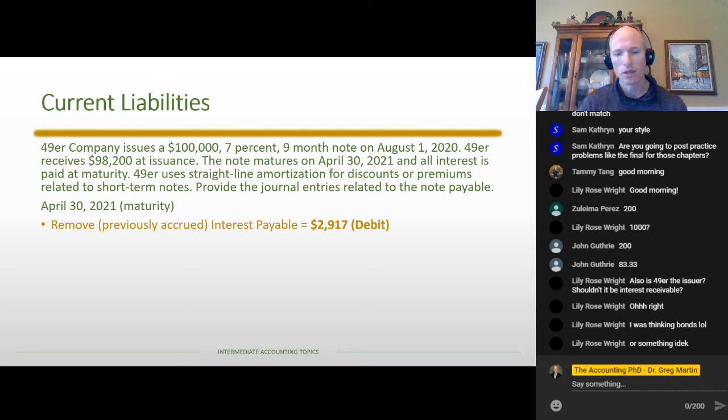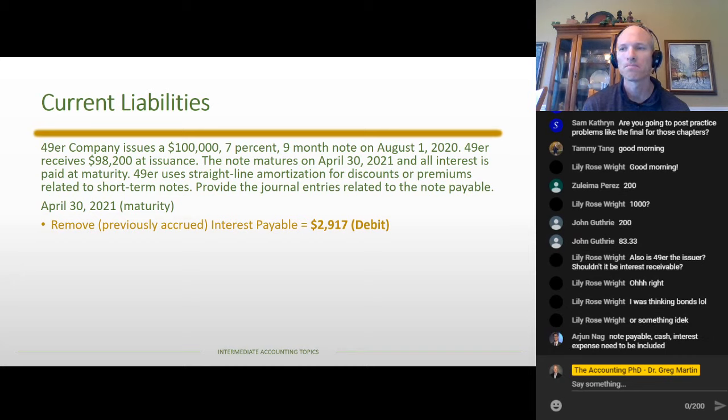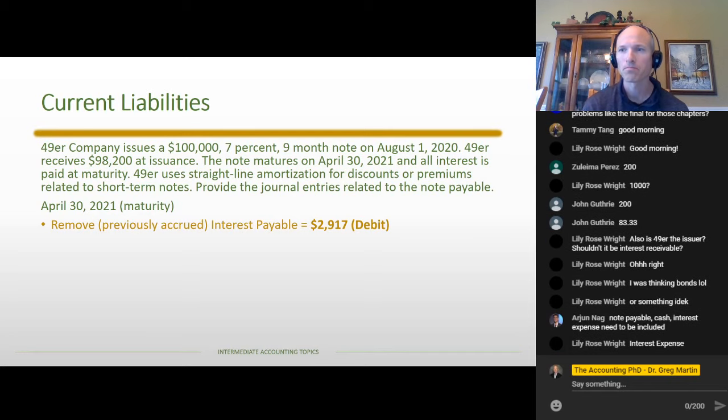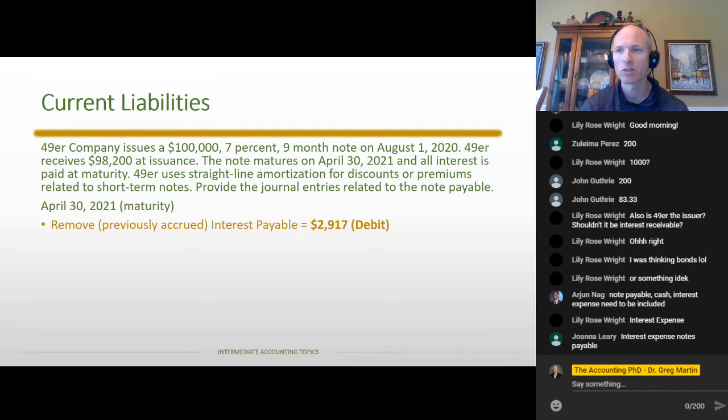Again, we have basically from January 1st until April 30th, and so there's this element of time passing, and usually in the context of debt, whenever we've talked about time passing, what is the account that we need to record? Note payable, cash, interest expense need to also be included. Good job, Arjun. Lily, interest expense, yep, exactly. All right, so we're getting all interest expense, notes payable, good, Joanna. Right, so we got lots of things going on, and so let's start walking through it.